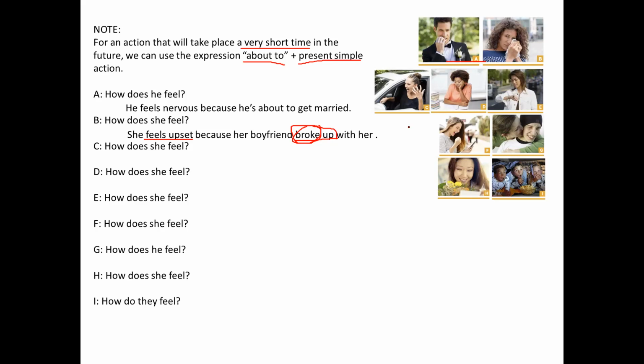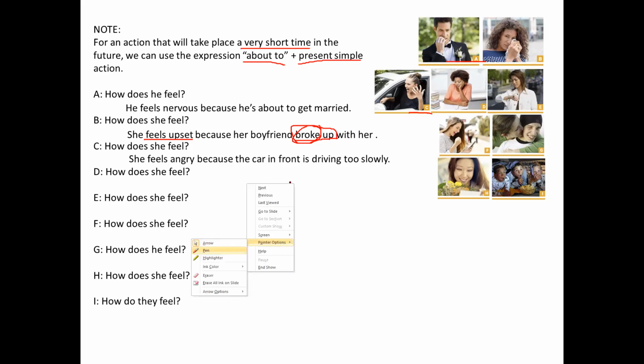So this verb, broke up, should be in the past, right? Picture C, how does she feel? Well, this is happening now, isn't it? She feels angry because the car in front is driving too slowly. This is happening right now. So we're going to use ing on our verb. Right. I want you to complete D, E, F, G, H, and I. And I'd like you to write the answers again into your notebooks, please. And I'm going to give you 3 minutes.